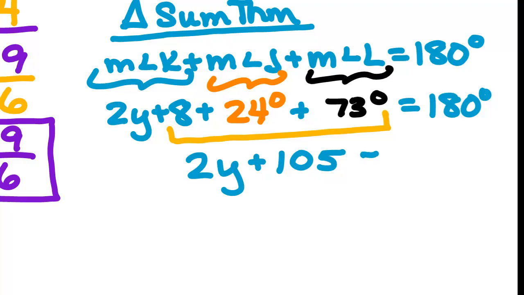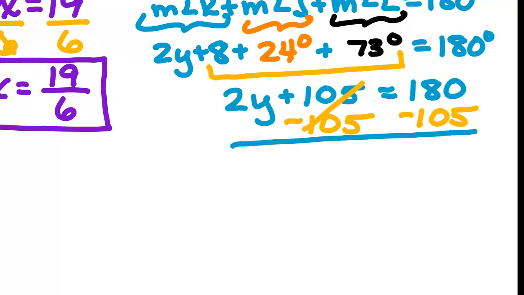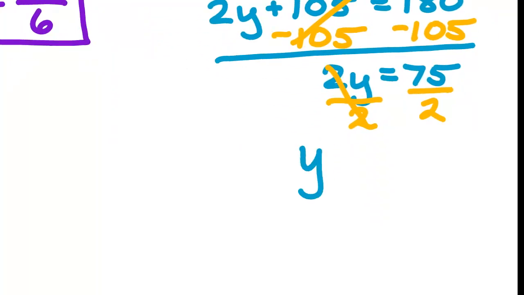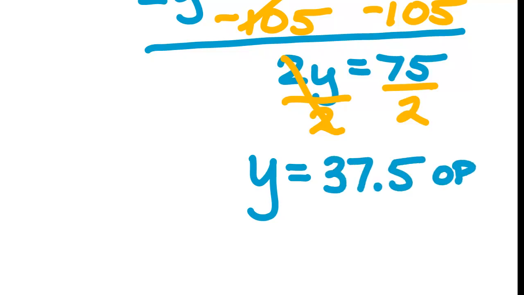So 2y plus 105 equals 180. Subtract 105 from both sides. What is 180 minus 105? 75. So 2y equals 75. Divide both sides by 2. Is this going to come out as a whole number? No. Can you write down all the decimals that it shows you? Yes. What is 75 divided by 2? 37.5. So we can write this one down in its decimal form.